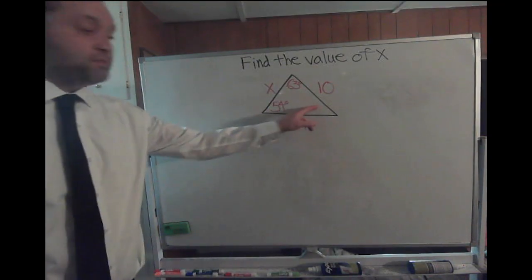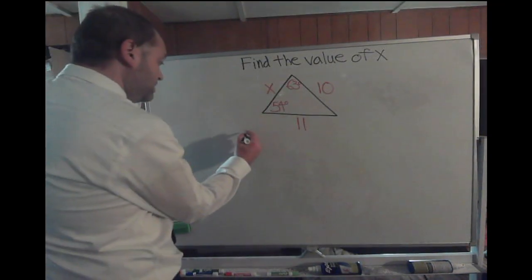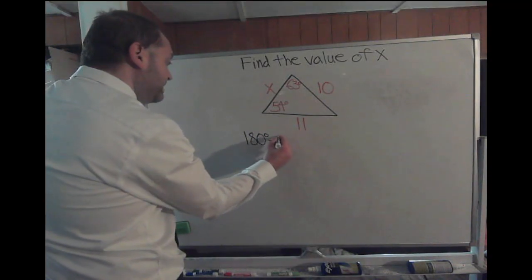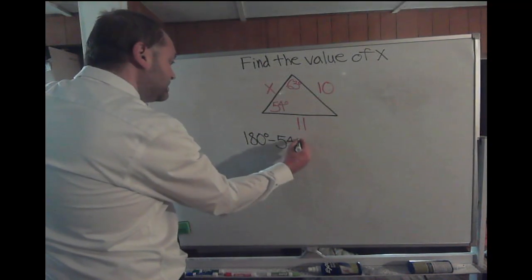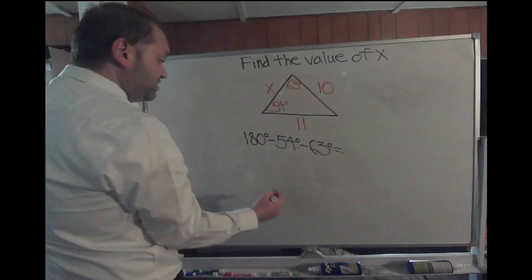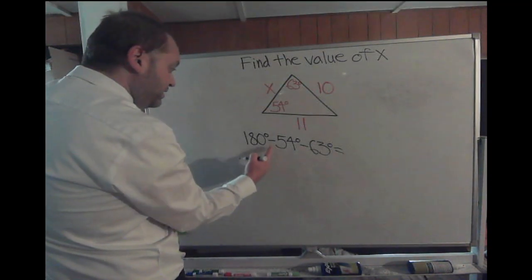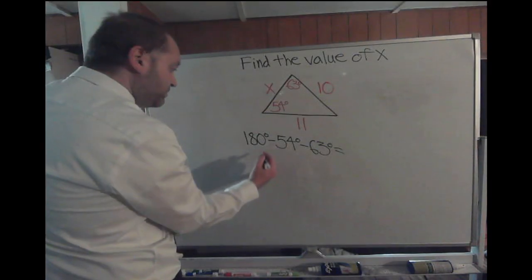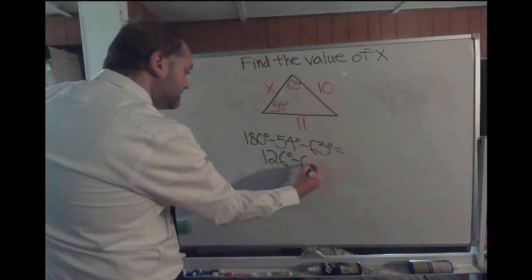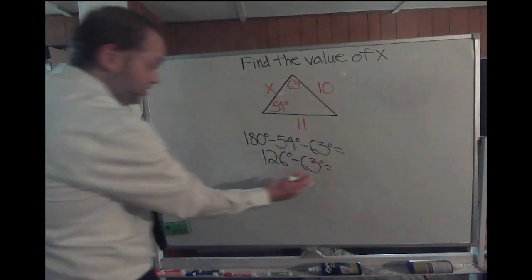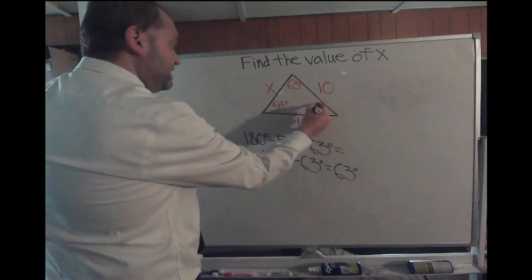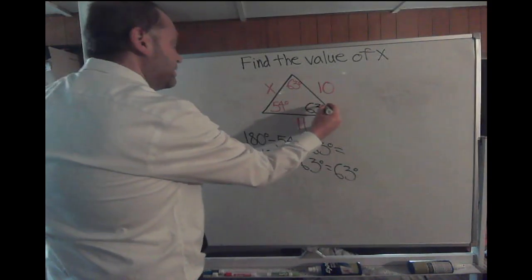But we can find this missing angle if we just take 180 degrees minus 54 degrees minus 63 degrees. That's just going to give us, let's see, 180 minus 54, that's 126, minus 63, which would be 63 degrees. So this missing angle right here is also 63 degrees.